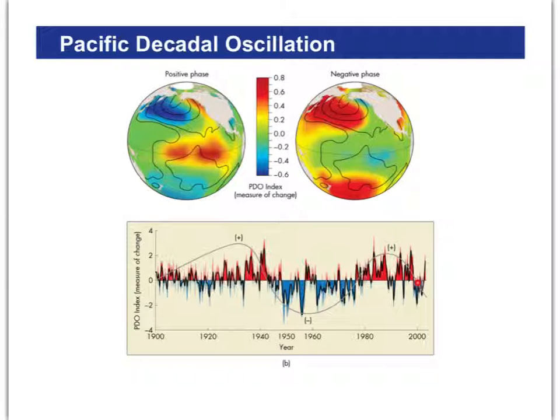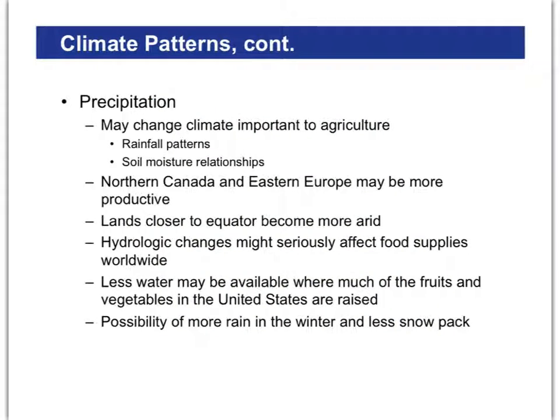So naturally, the temperature does fluctuate, the climate does fluctuate up and down, but not in the same way that humans affect it. Okay, so what are some other possible effects of climate change? Well, the effects on precipitation. We certainly depend on precipitation to grow crops and to have agriculture that is productive. All right, so that's going to affect rainfall patterns.